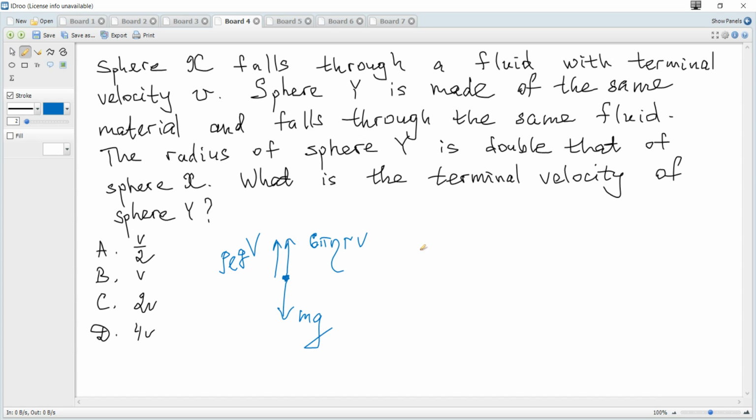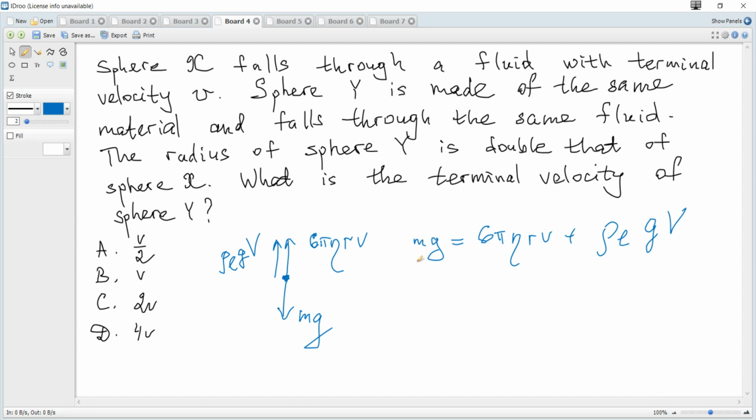So mg is equal to 6 pi eta r v plus rho l g V, and this v is the required terminal velocity. It's just Newton's second law. F is ma, a is 0, or acceleration is 0, it means all forces are balanced. And we need just solve for v.